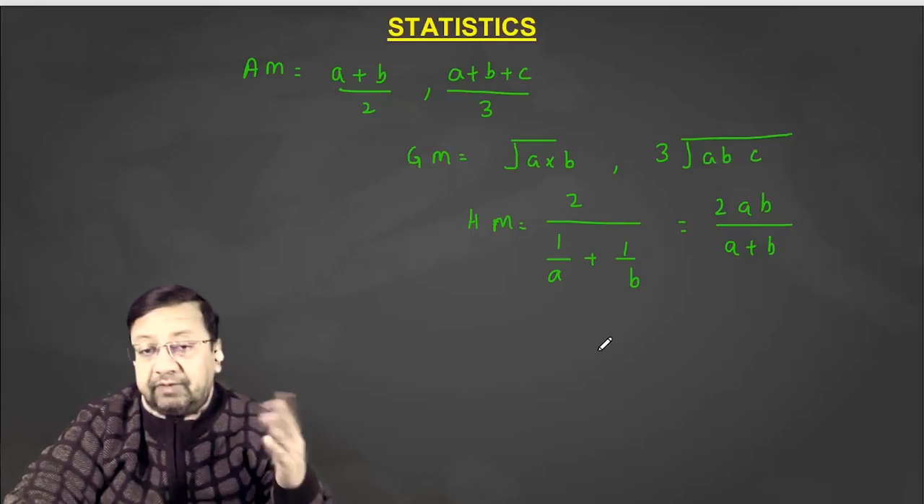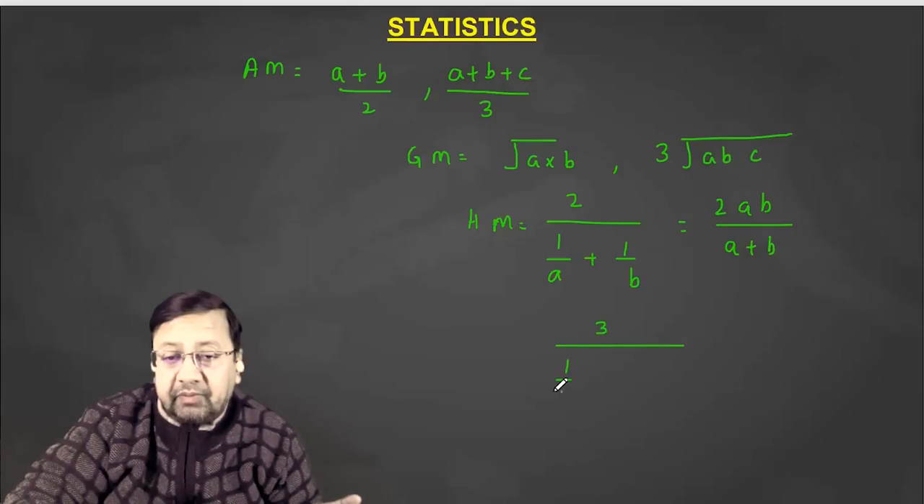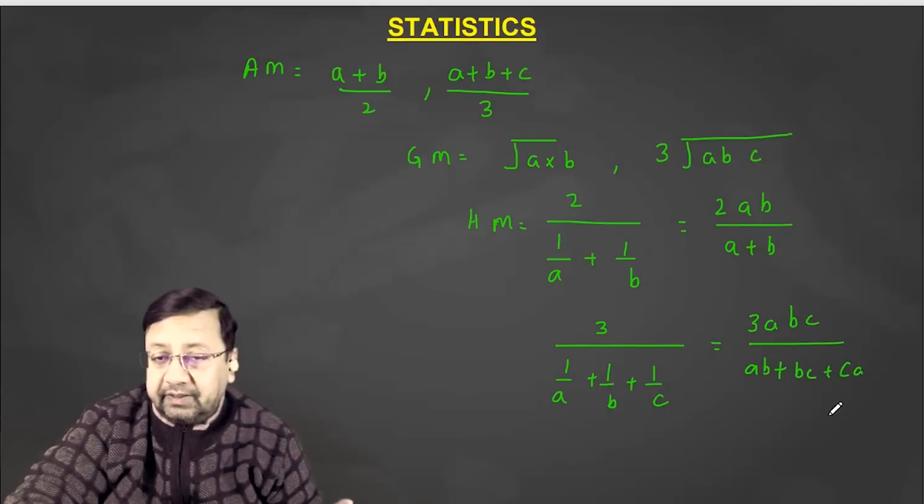Now suppose I have three numbers, so this is what? 3 divided by 1 upon a plus 1 upon b plus 1 upon c. So taking the LCM, this comes out to be 3abc divided by ab plus bc plus ca, right?